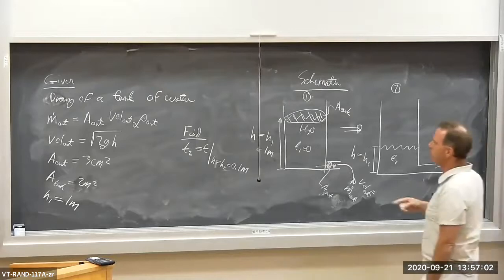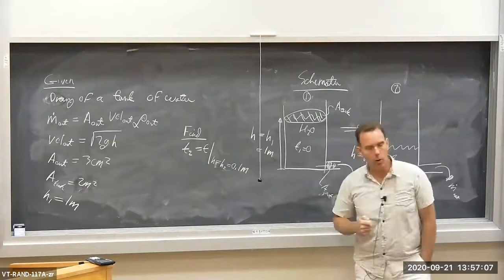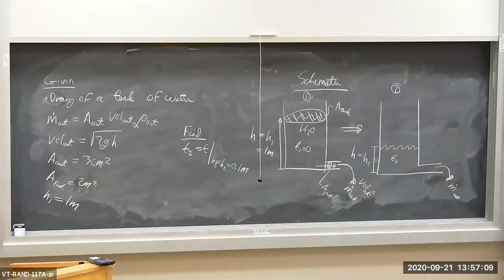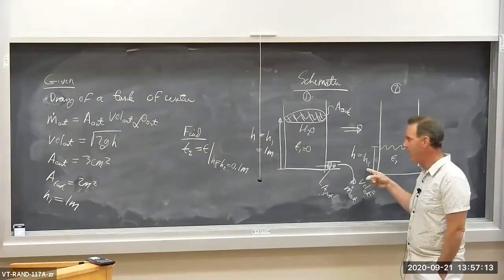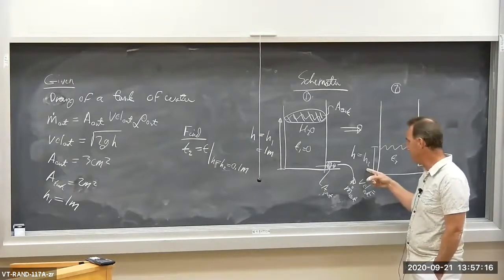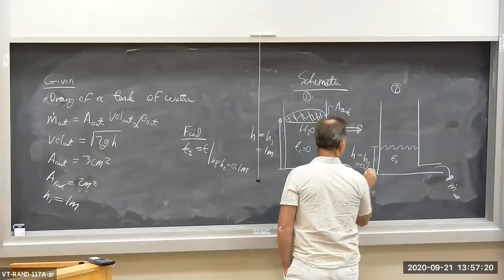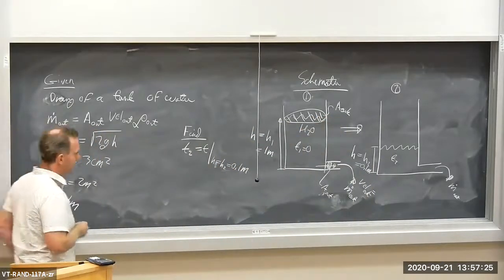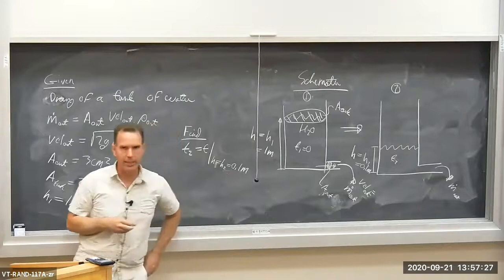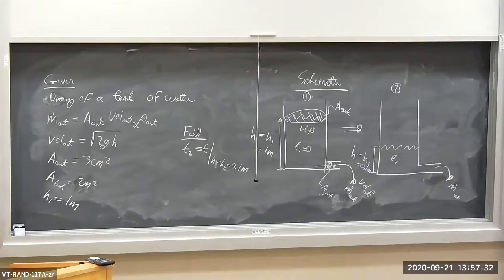So we start off with a certain height of 1 meter in the tank. Pull the cork, water starts to flow out the drain to the bottom. We want to know how long it takes to drain the tank down by 90%. In other words, H2 is equal to 0.1 meters, the height down to 1/10 of a meter. How long does it take to drain 90% of the water volume in the tank?